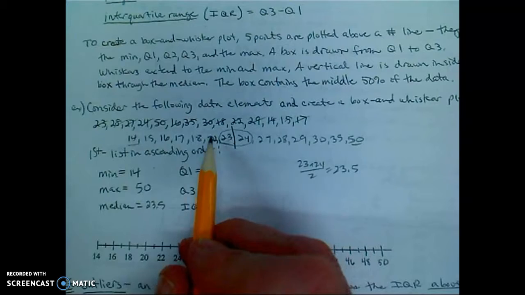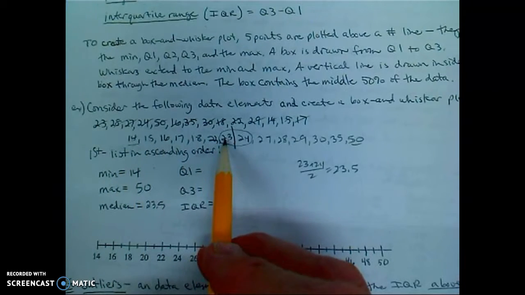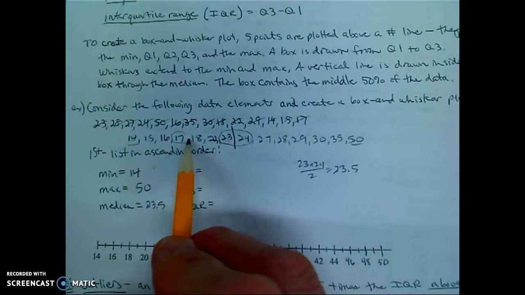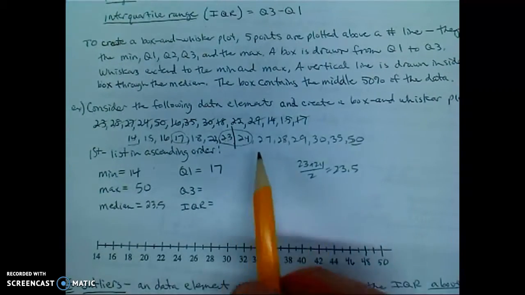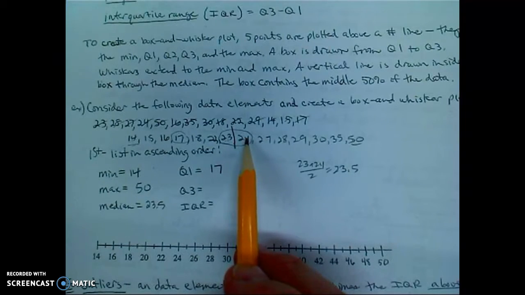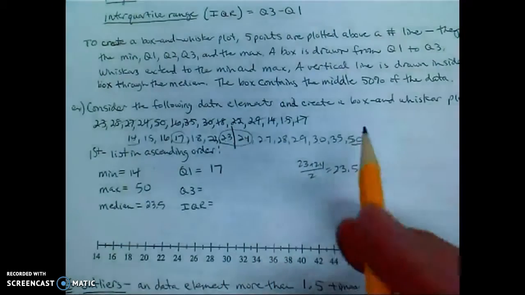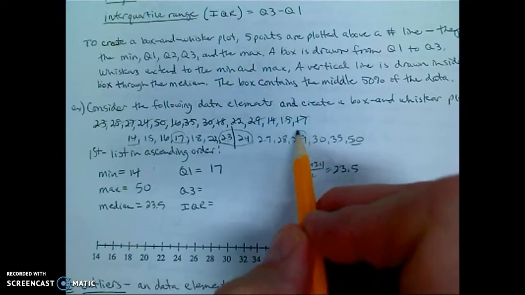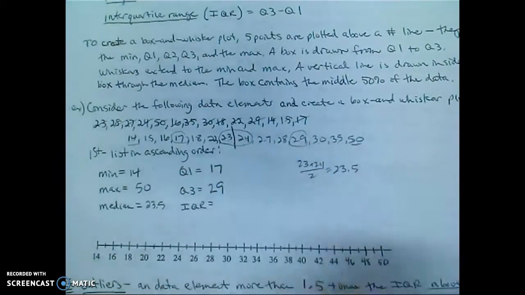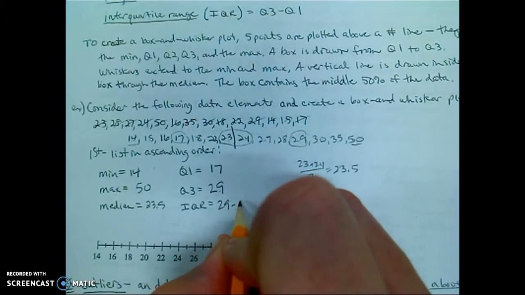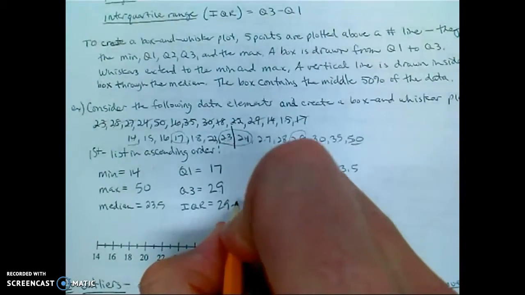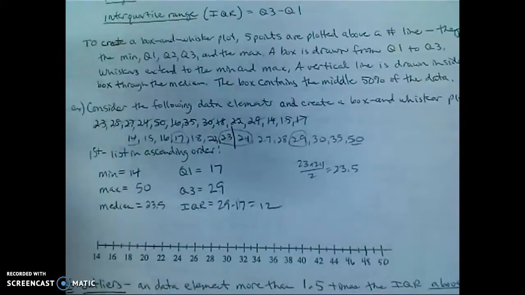Now we're looking at just the lower half. 1, 2, 3, 4, 5, 6, 7 values. I need the median, so that's the fourth value, that's 17. So my Q1 value is the median of the lower half, 17. And I should have 7 in the upper half. 1, 2, 3, 4, 5, 6, 7. So the fourth item, 1, 2, 3, 4, 29 is the median of my upper half. That's my Q3. Interquartile range, I subtract Q3 minus Q1. So 29 minus 17, and that gives us a value of 12.